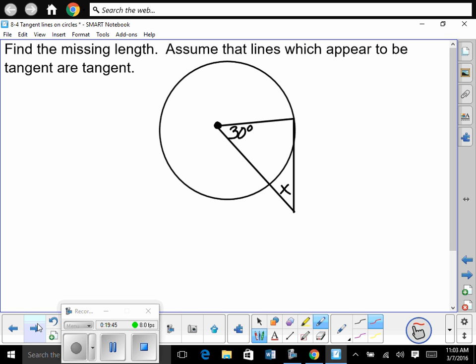So looking at this picture, it says assume the lines that appear to be tangent are tangent. For solving for x, are we dealing with Pythagorean theorem? No, right? Pythagorean theorem is side lengths. Do we have side lengths here? No, we have angles.